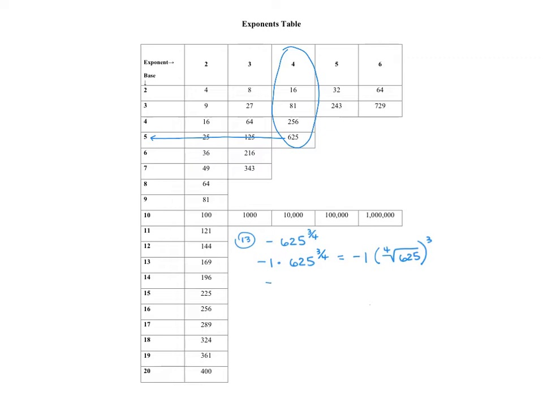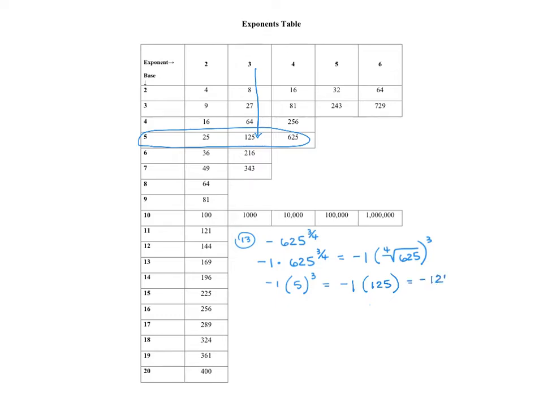So this becomes -1 times 5 to the 3rd. If I now want to know what 5 to the 3rd is, I can look across my chart at 5 until I find 5 cubed, and I'll find that 5 to the 3rd is 125. So I'll have -1 times 125 equals -125.